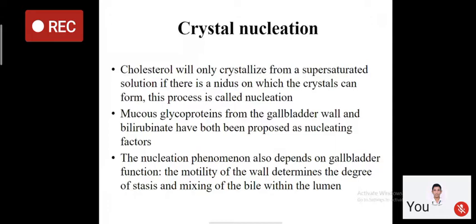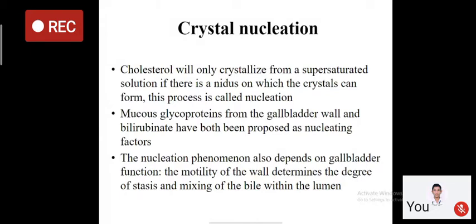So what are the different nidus for a gallstone? It can be mucus glycoproteins from the gallbladder wall and bilirubinate. These are the two nucleating factors for this cholesterol to form the stone. So mucus glycoprotein and bilirubinate, these are the two nucleating factors.